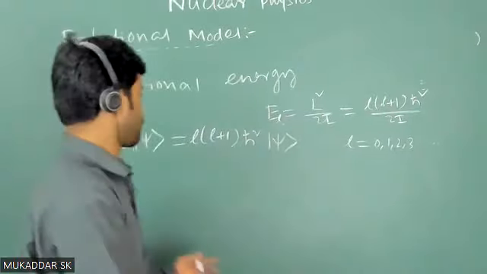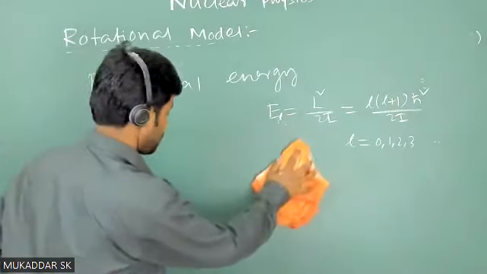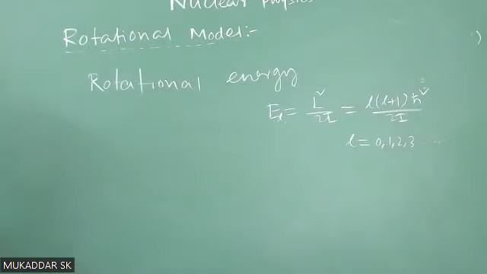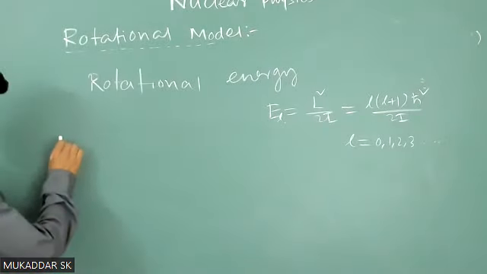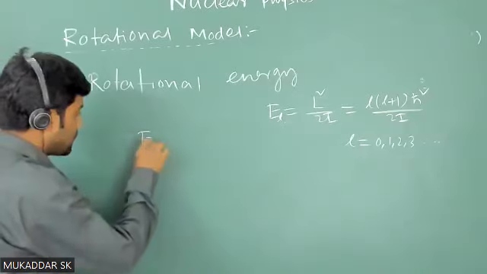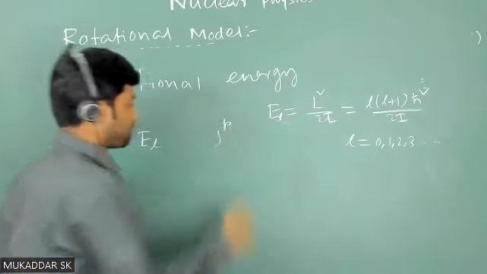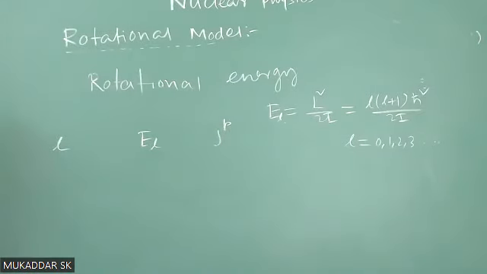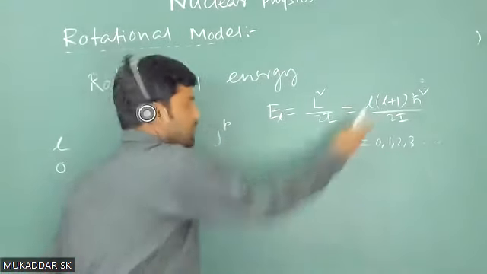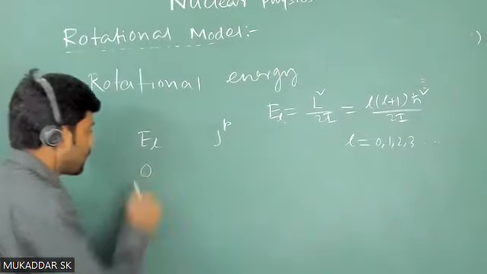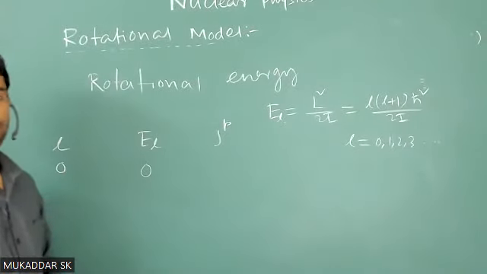Now I'll write those L values, then the corresponding energy E_L, and the spin parity of this nucleus. The least possible value of L is 0, and the corresponding energy, if you substitute 0 here, will be 0. And not only that, the J^P value here.